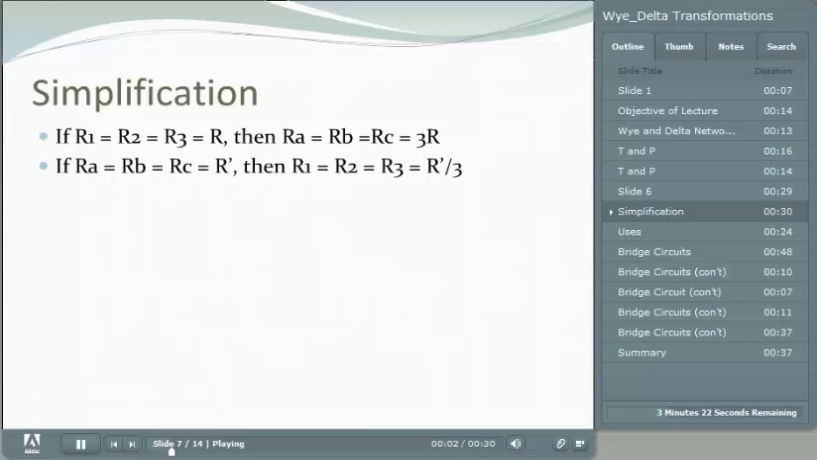If all of the resistors in a Y network are equal, then RA equals RB equals RC equals 3 times the resistance value used in the Y network when you assemble the equivalent Delta network. And if the resistors in the Delta network RA equals RB equals RC equals R prime, then all of the resistors in the equivalent Y network will be equal to R prime divided by 3.